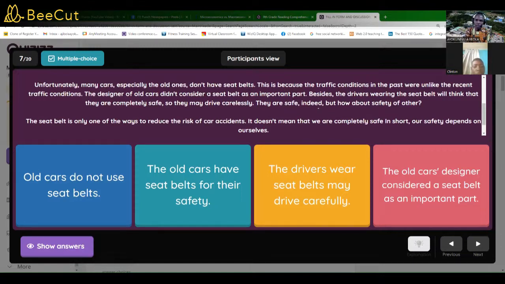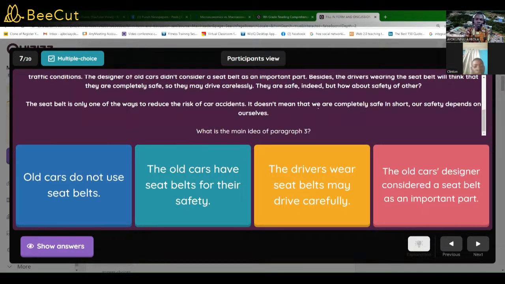They are safe indeed. How about safety of others? The seatbelt is only one of the ways to reduce the risk of car accidents. It doesn't mean that we are completely safe in short. Our safety depends on ourselves. So, what is the main idea of paragraph 3?